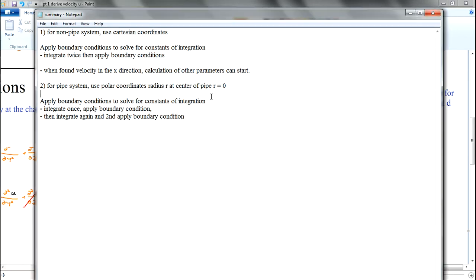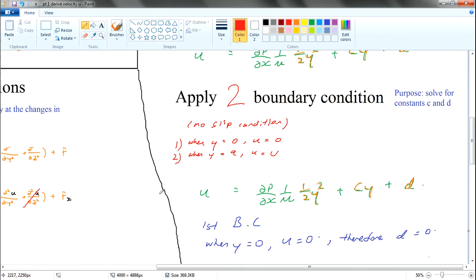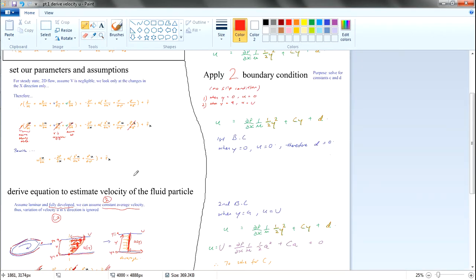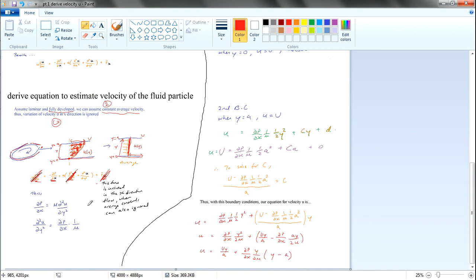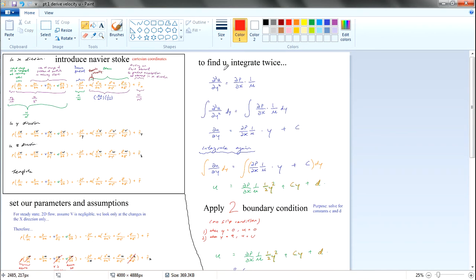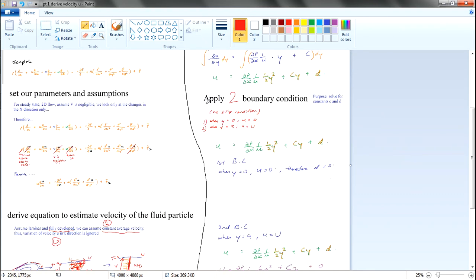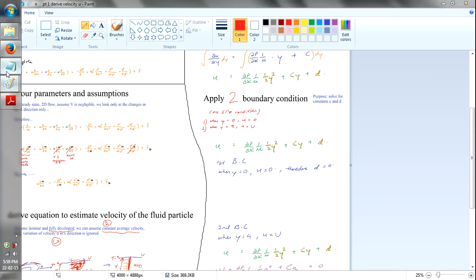Okay. So last video we talked about how we derive all these things, and why we integrate, because we want to find the velocity component u. In this video we talk about how to apply the two boundary conditions. Before I start, I'll just show you something.